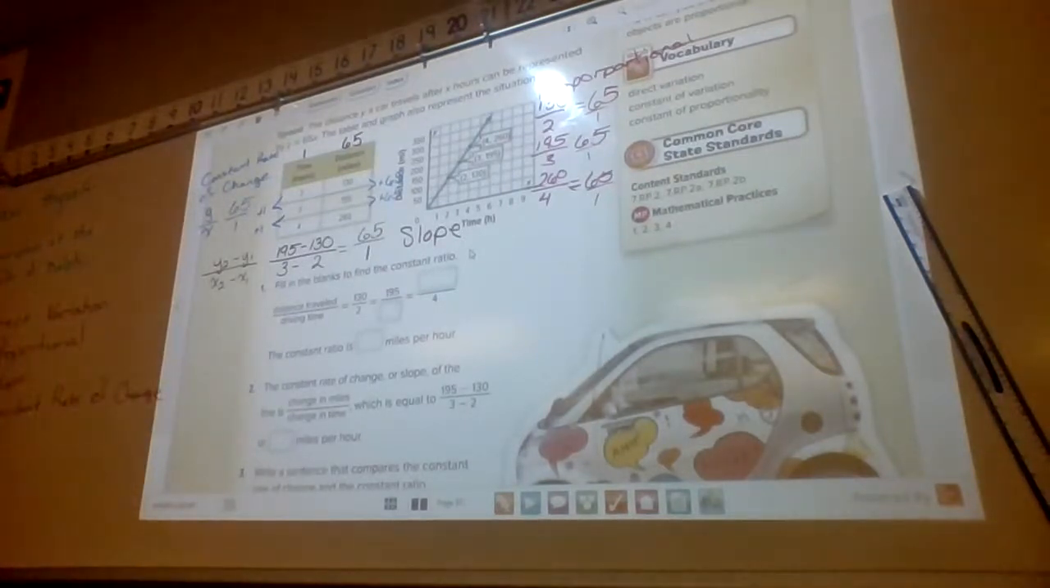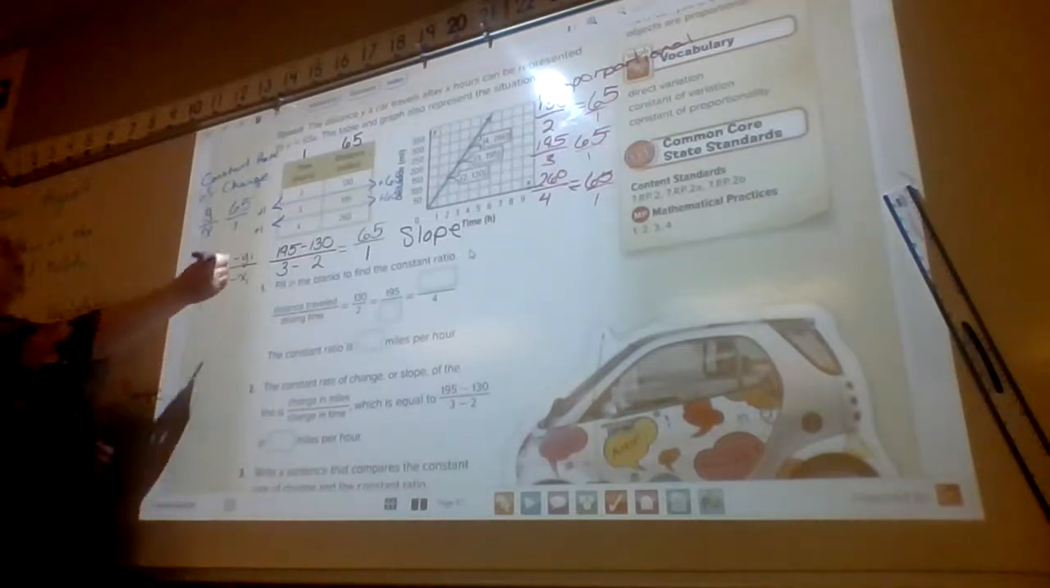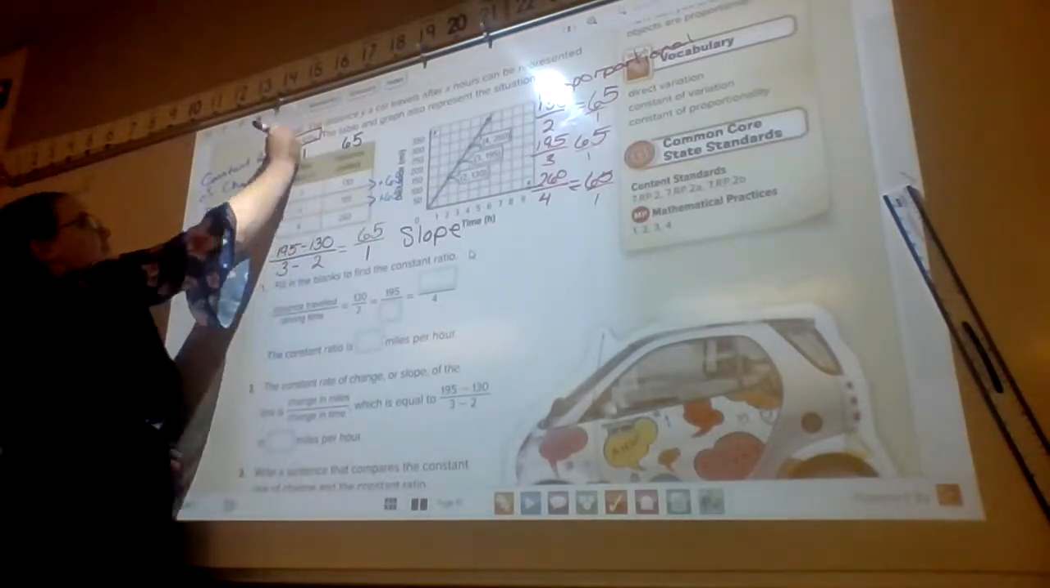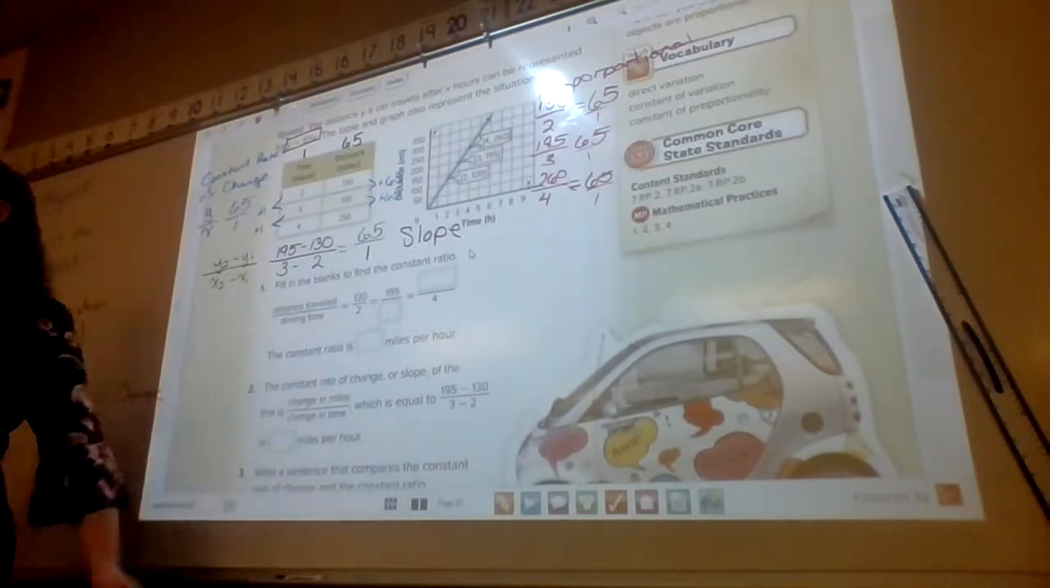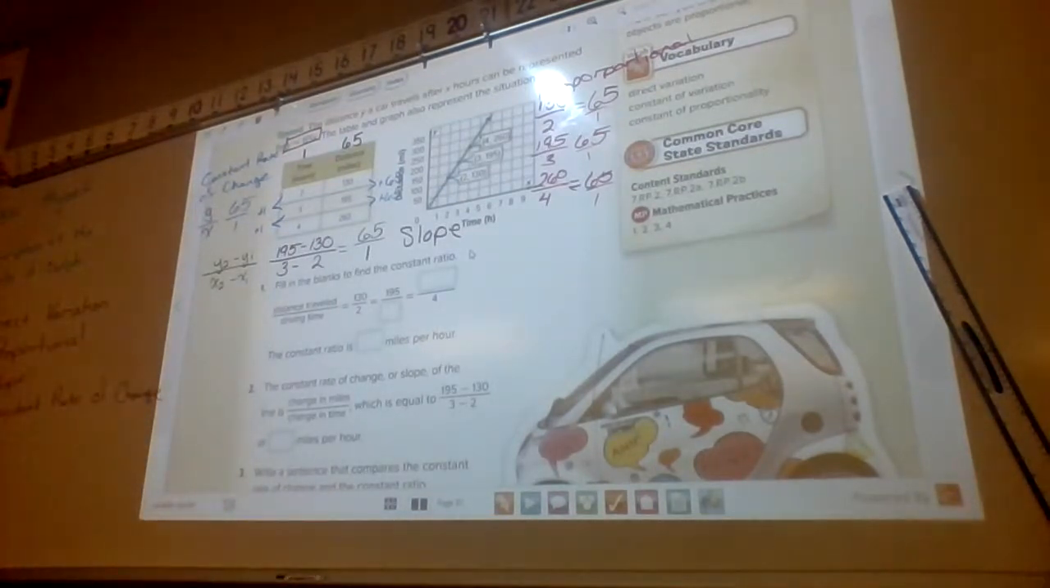So basically, everything you need to know to find if something is a direct variation or not, you already know how to do. The only thing I'm going to show you is how to take it and write an equation using it. We're going to repeat a lot of stuff, but the only new thing is learning how to write that. And it's actually very easy. All right?